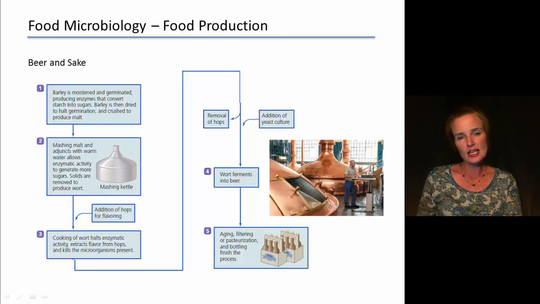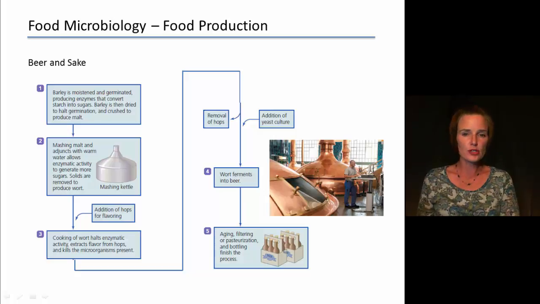The yeast culture that is then added is going to metabolize whatever sugars are present, and then we essentially get our beer production when the yeast produces that ethanol and then also the carbon dioxide. And then that can be aged, it can be filtered, and it can be pasteurized and bottled up to get our finished product, which is the beer or the sake.